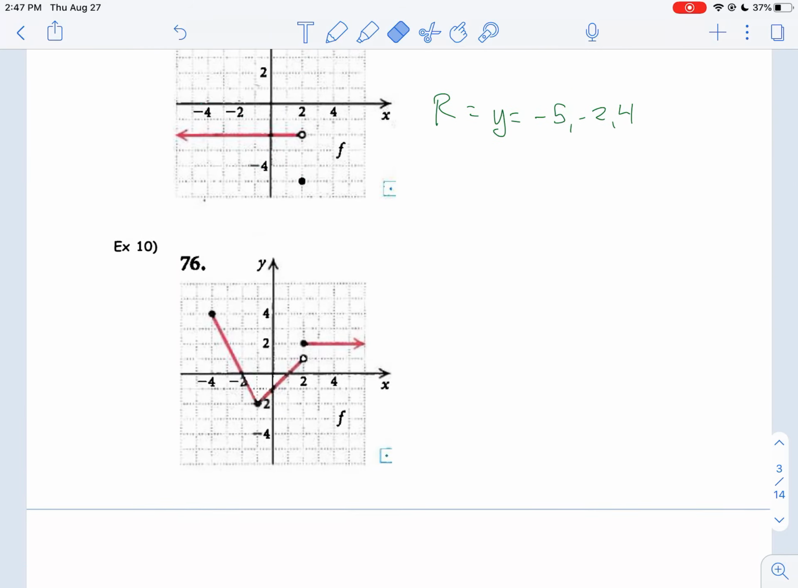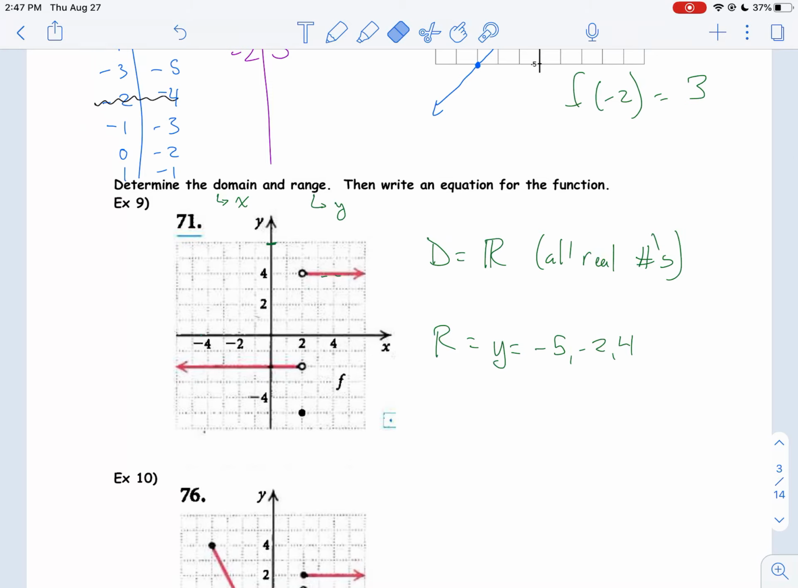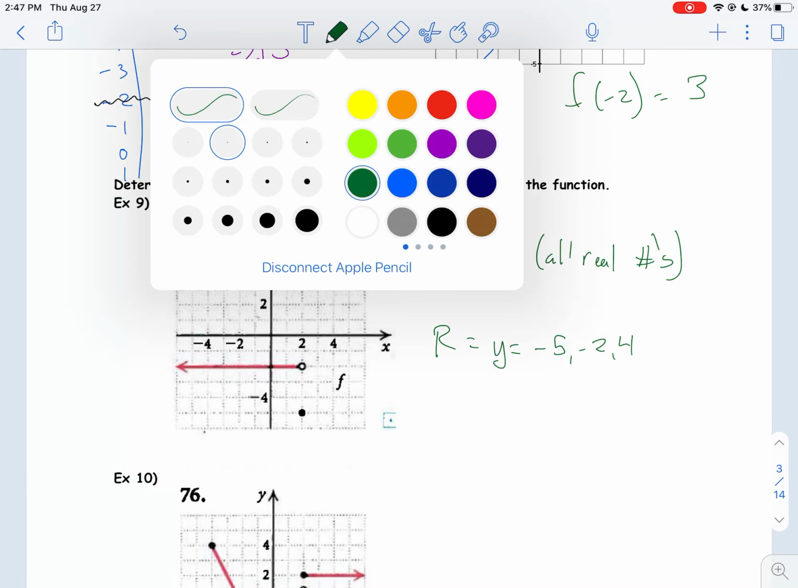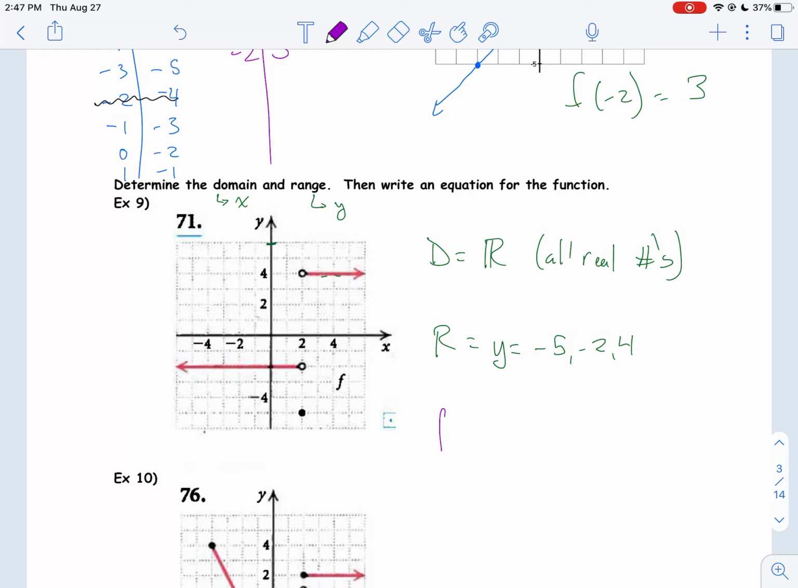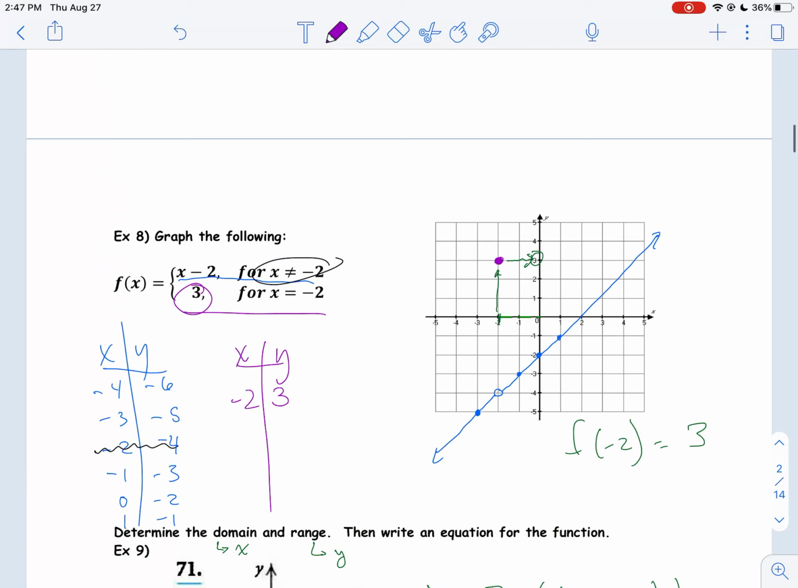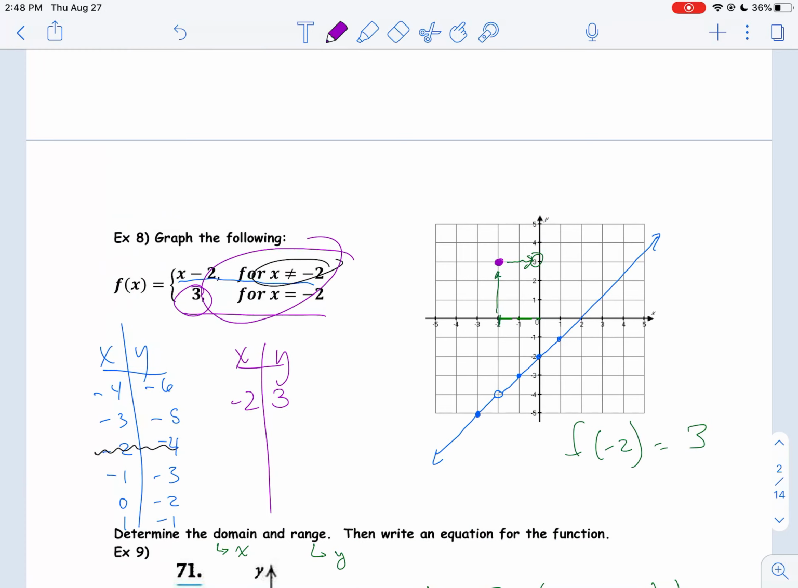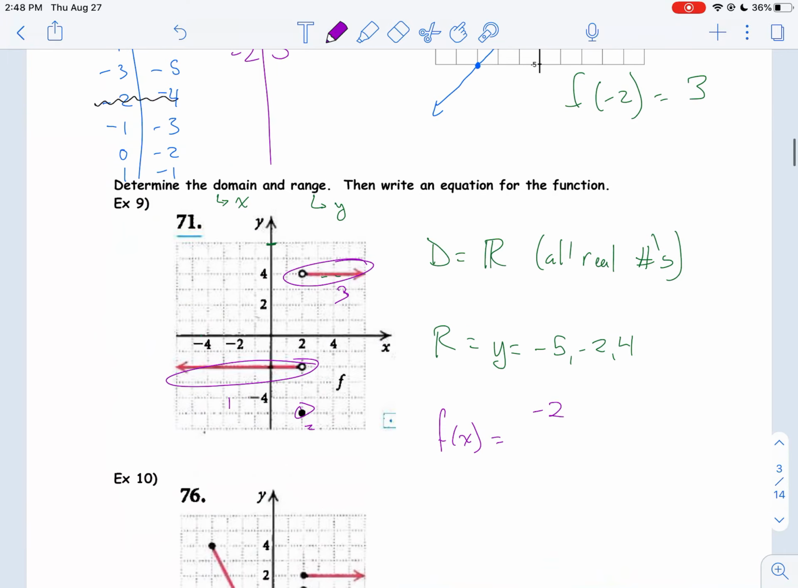Let's take a look at 76 here. Oh, they want an equation for the function. That's the fun part. Here we go. F of x equals, and you see we're going to have 3 pieces. 1, 2, 3. The first piece there is a horizontal line at y equals negative 2. So we just put negative 2, and you see how up here is a setup for what x values? It's negative 2 for x less than 2.